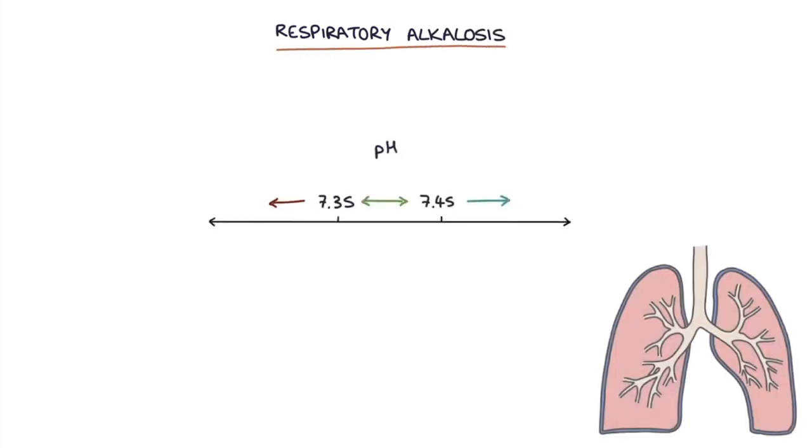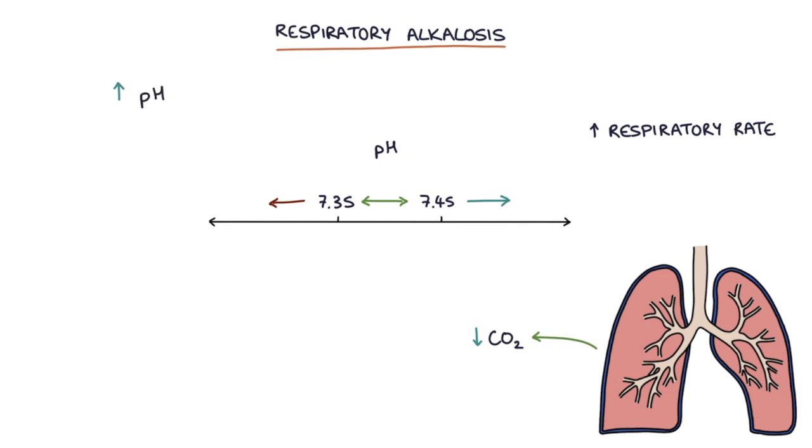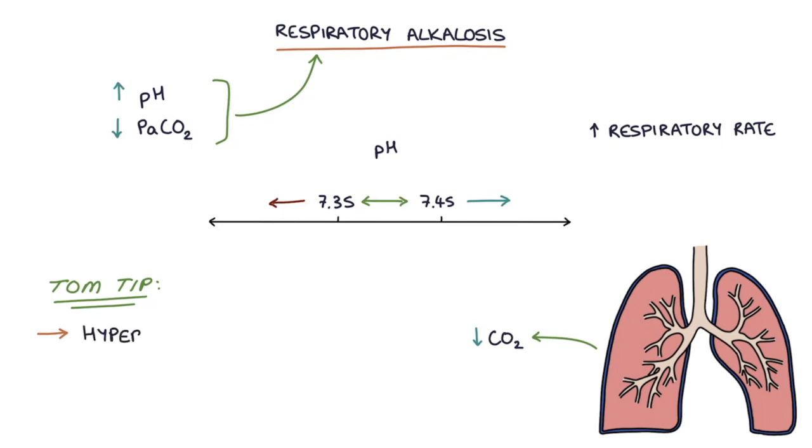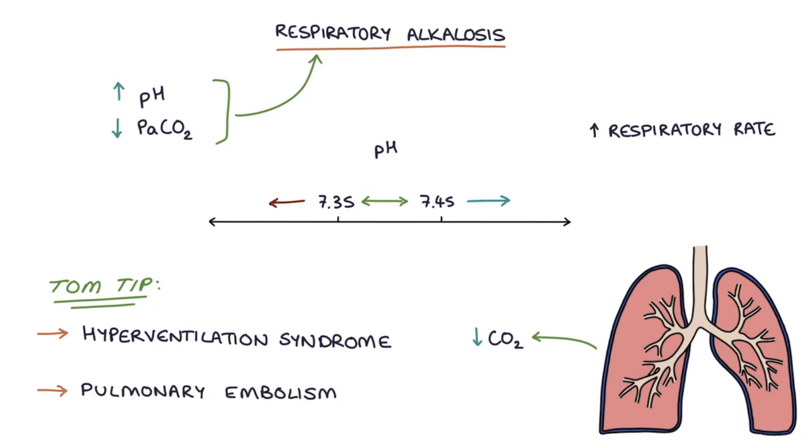Next, let's talk about respiratory alkalosis. Respiratory alkalosis occurs when a patient has a raised respiratory rate and blows off too much carbon dioxide. There will be a high pH, or an alkalosis, and a low PaCO2. A top tip for you: the most common scenarios where you'll see a respiratory alkalosis in exams are hyperventilation syndrome, for example due to anxiety, and in patients with a pulmonary embolism.